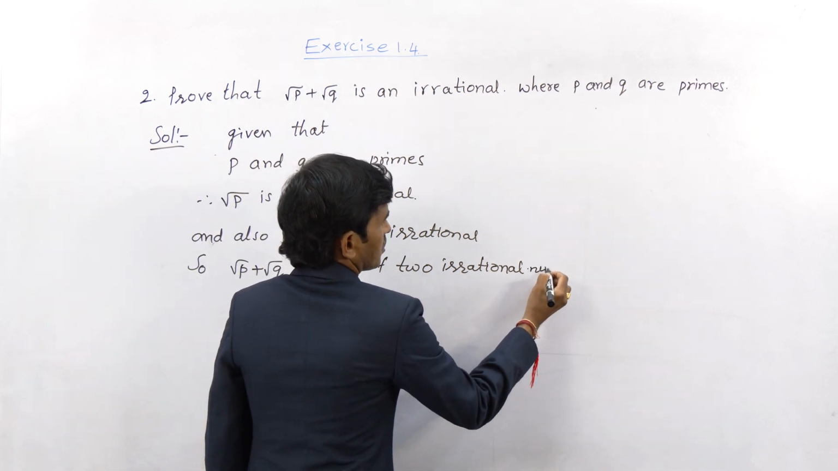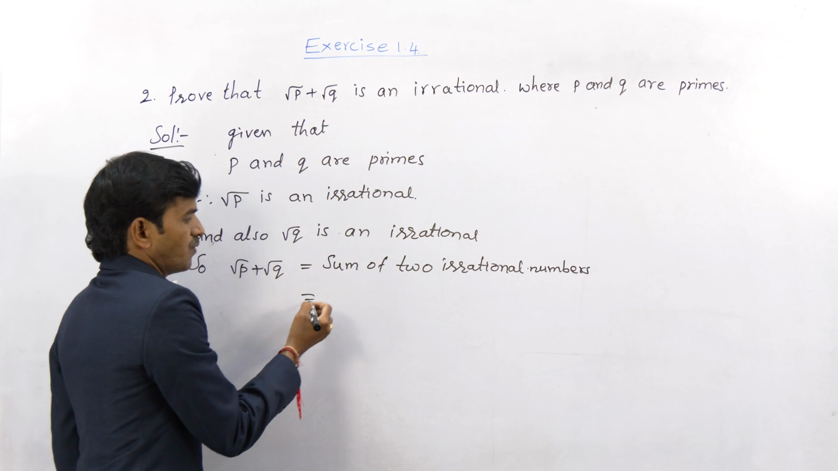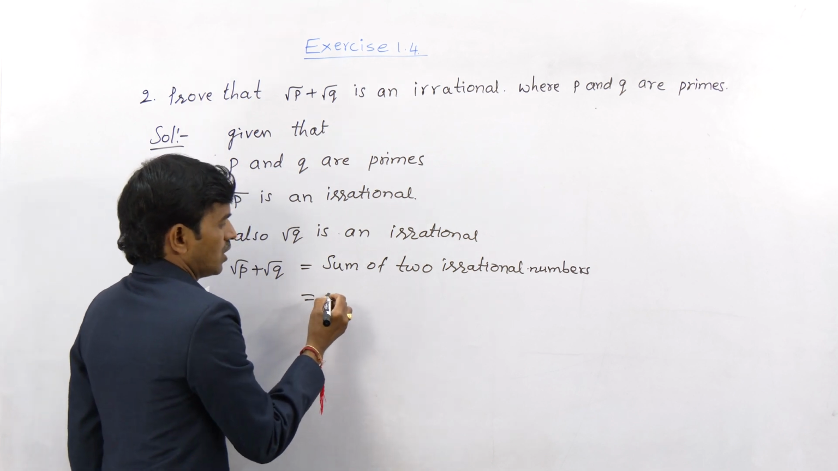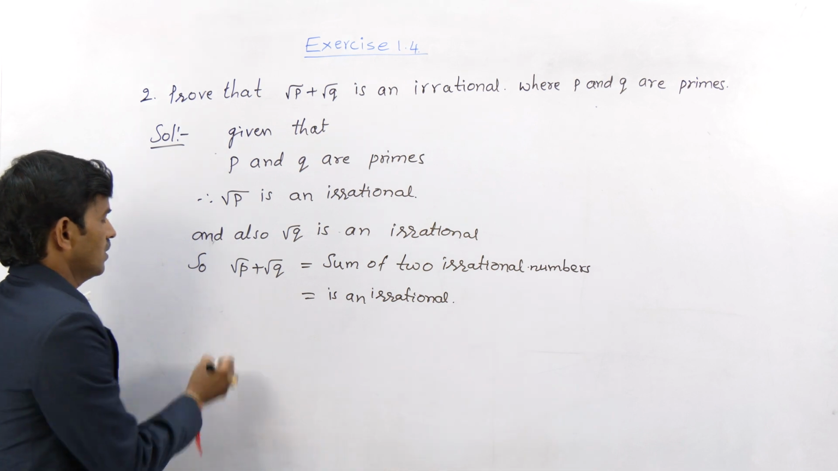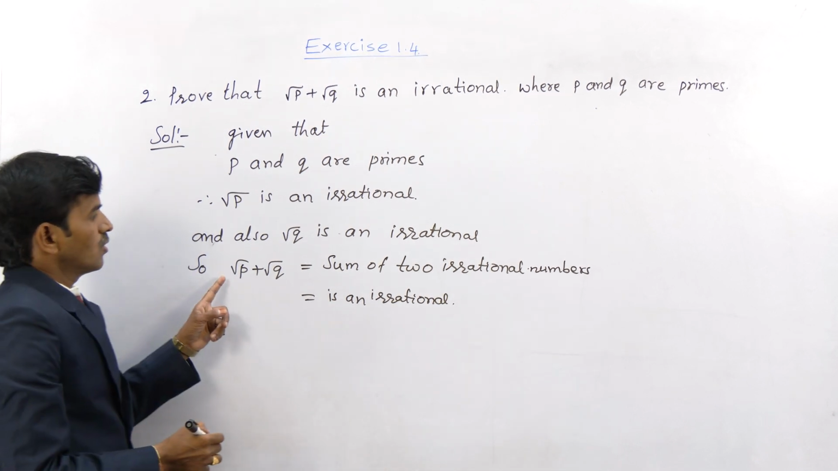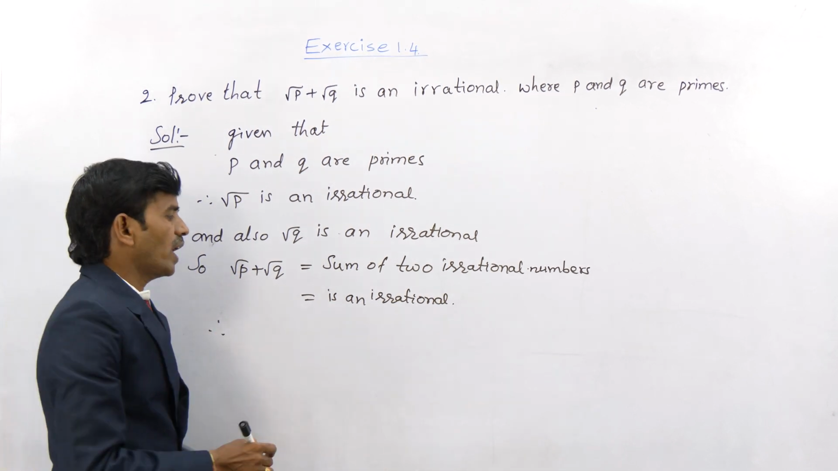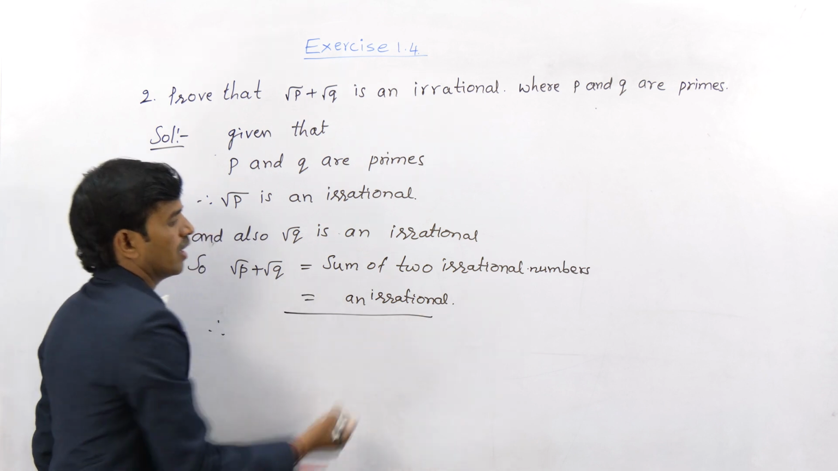So let us check their summation. Root p plus root q is equal to the sum of two irrational numbers, therefore which is also an irrational number. Therefore, root p plus root q is proved as irrational. Hence proved.